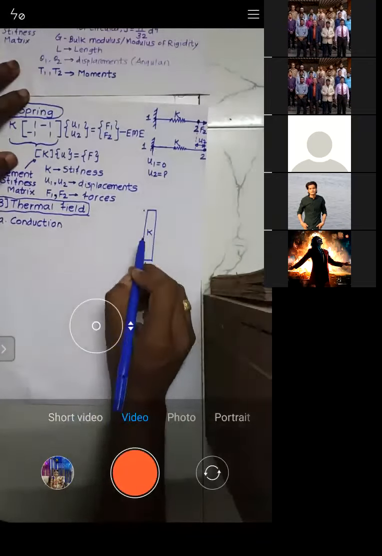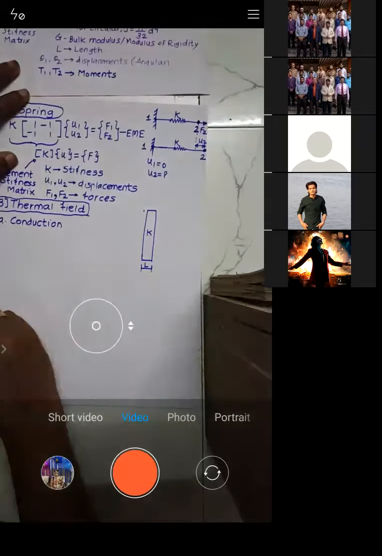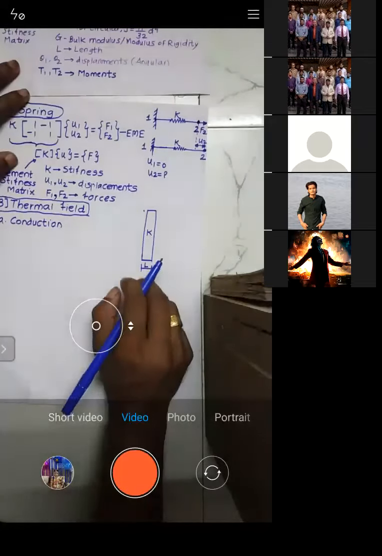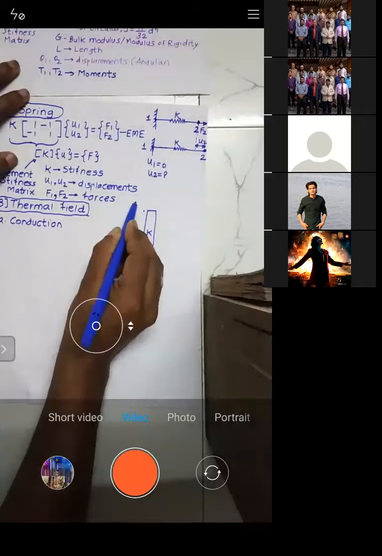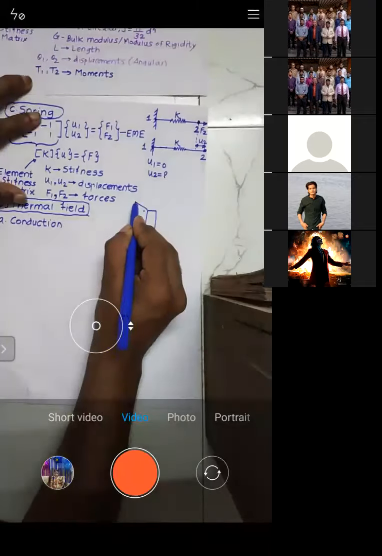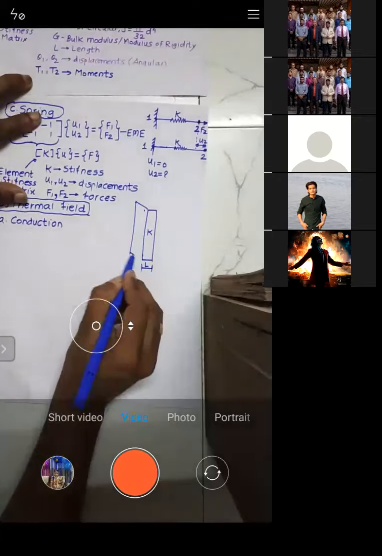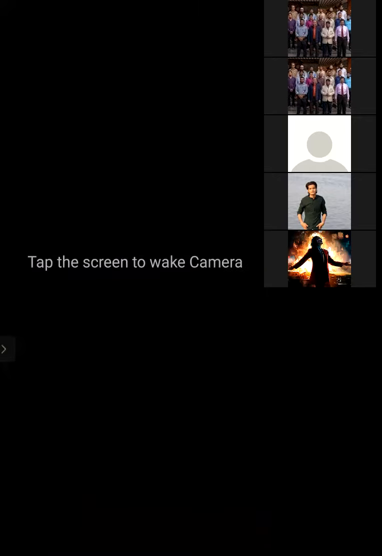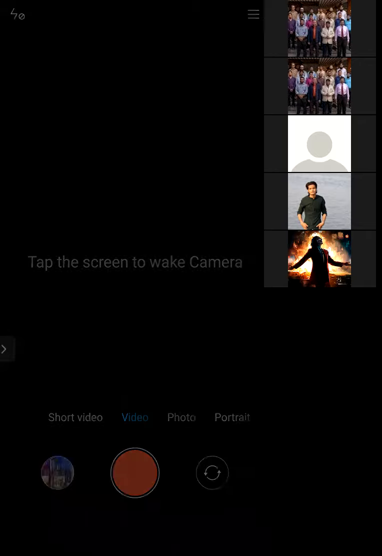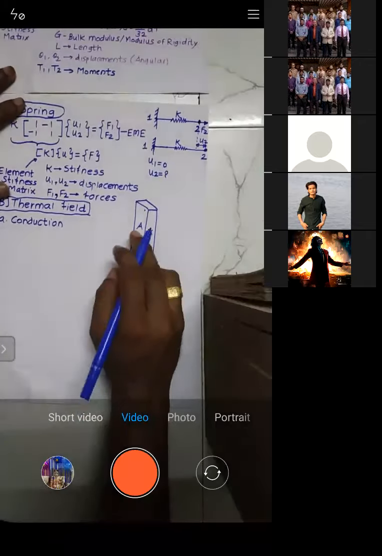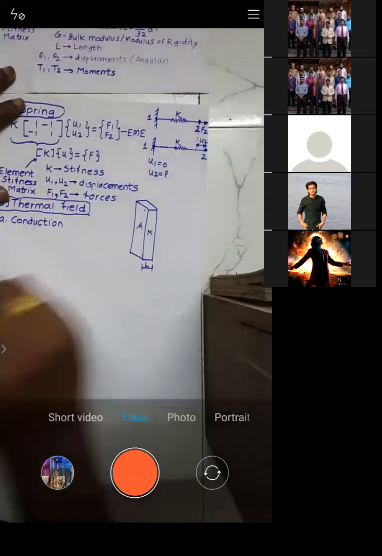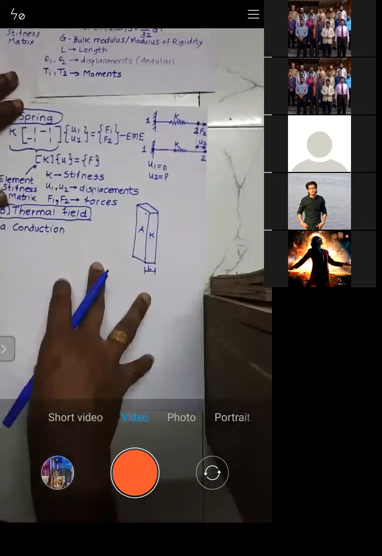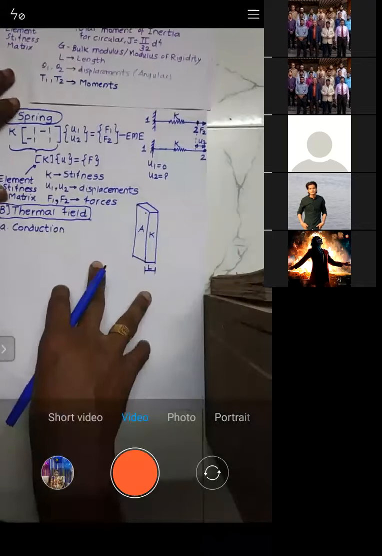Consider a wall which is having conductivity K and thickness L. I'm just drawing the 3D view of that. Let's say this wall will be having cross-sectional area A.